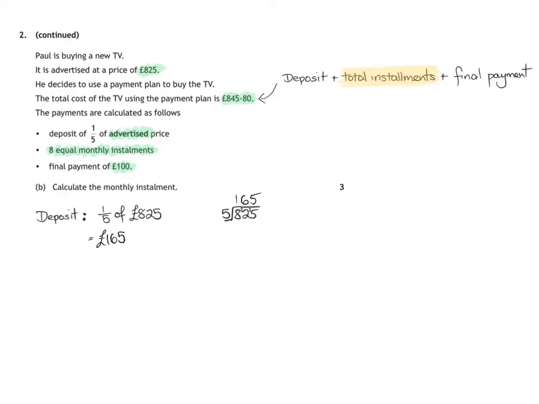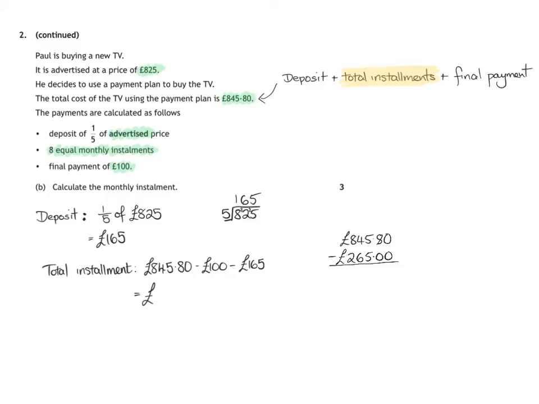Our final payment we know is £100. So our total instalments is going to be what's left when we take those away. So we've got our £845.80. Take away £100 for the final payment, and also taking away that other £165. If you can do this in your head, great. If not, chimney sum all the way. So we've got £845.80, and we're taking away what comes to £265 altogether.